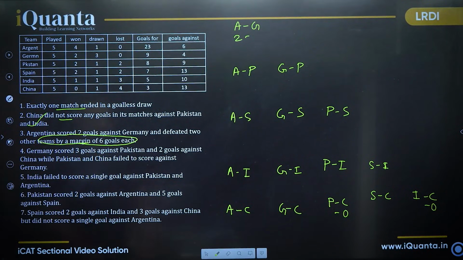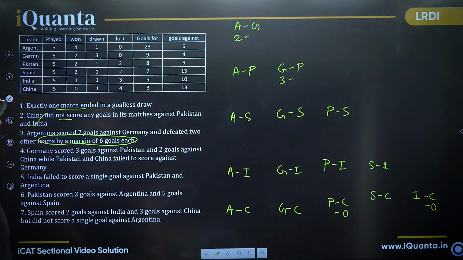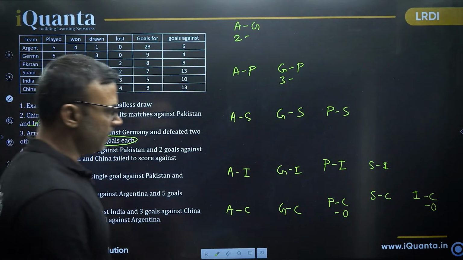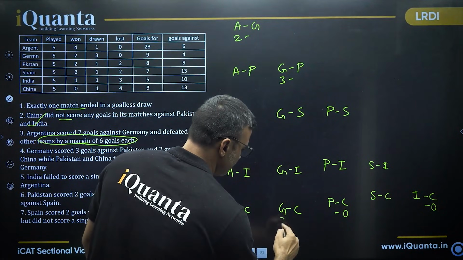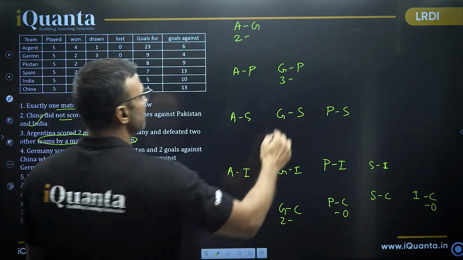We cannot use it in the beginning very clearly. Germany scored 3 goals against Pakistan. Nice. And 2 goals against China. Germany, China, 2 goals against China. And Pakistan, China failed to score against Germany.